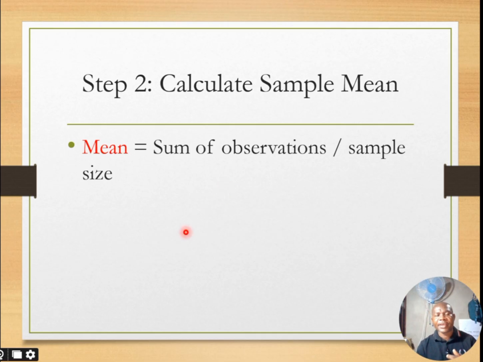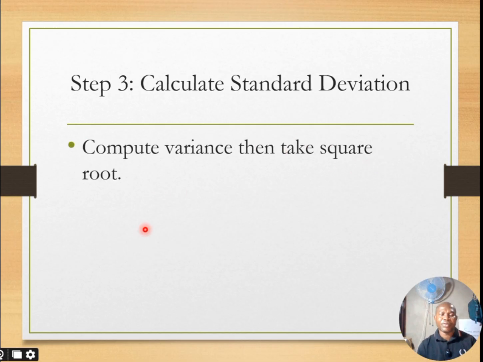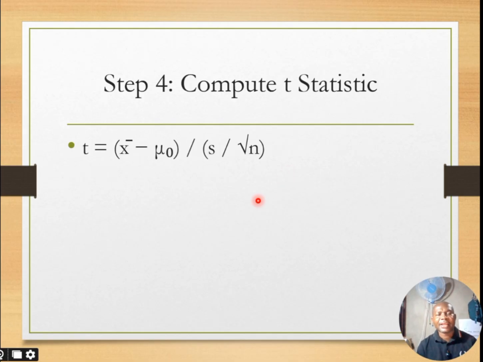Now, the next step is to calculate our sample mean. How do we calculate our sample mean? We sum up all the observations we have, as was shown in the previous slide, and we divide by our sample size, and that will give us our sample mean. Now, the next step is to compute our standard deviation. With the same data set, we can compute our standard deviation. We take the root, and then we compute our standard deviation. And then the next step is to compute the test statistic itself using the formula as displayed on the screen.